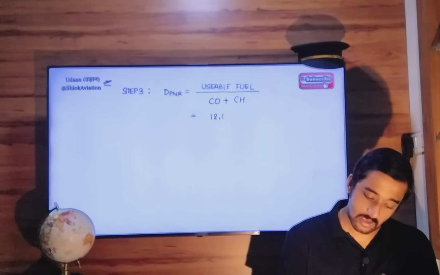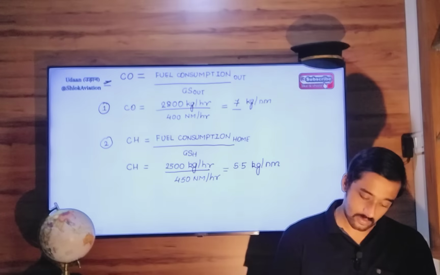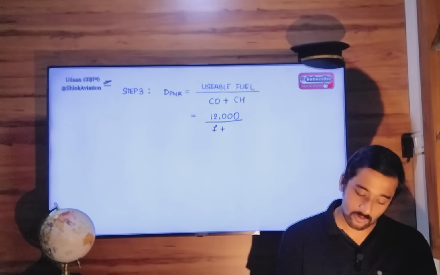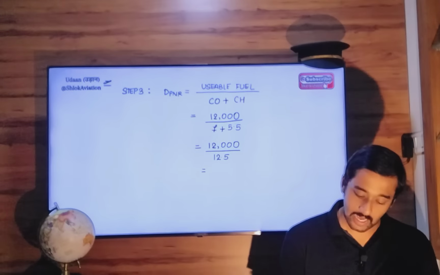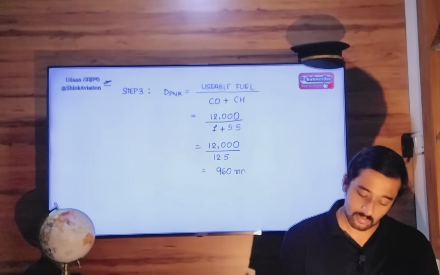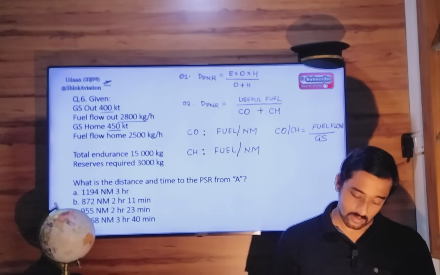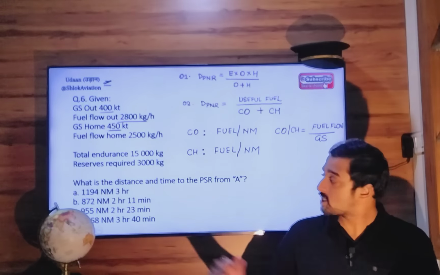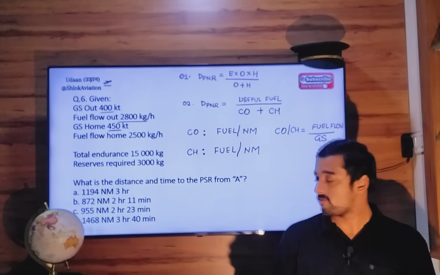So 12,000 divided by consumption outbound 7 plus consumption homebound 5.5. So 12,000 divided by 12.5, that is 960 nautical miles. So the correct answer is 960. The closest here is 955.